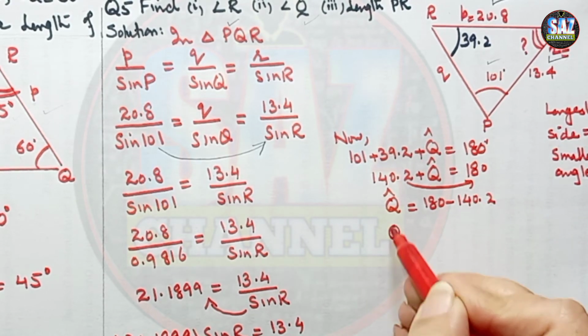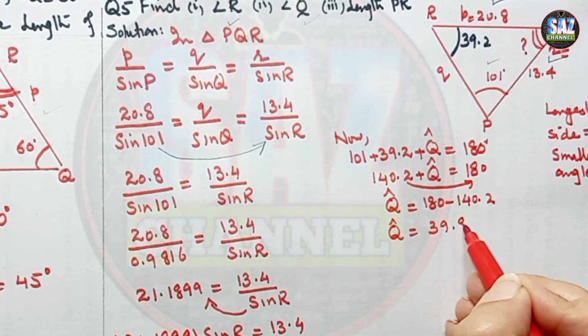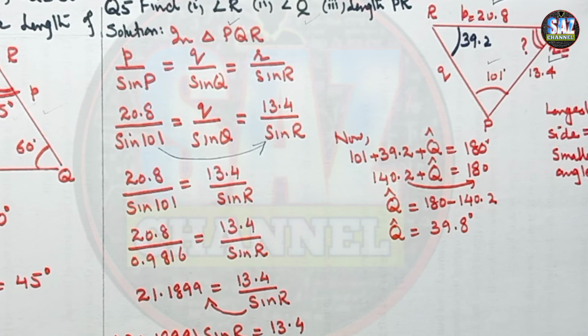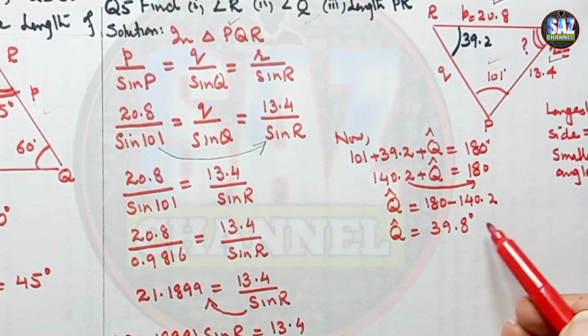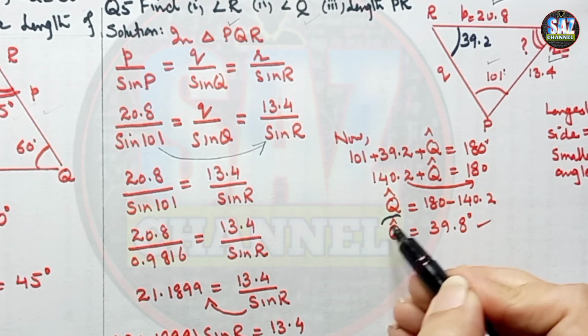Angle Q equals 39.8 degrees. I hope you are clear about the calculation. I was rechecking: 39.2 plus 101 plus 39.8 gives me 180. If the angles that I'm finding add up, this angle plus this angle plus this angle, to 180 degrees, it means my calculation is correct.